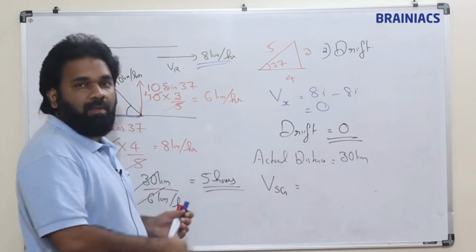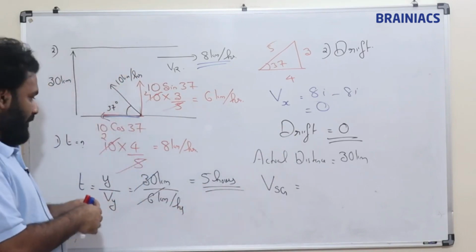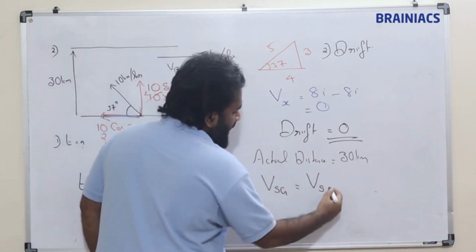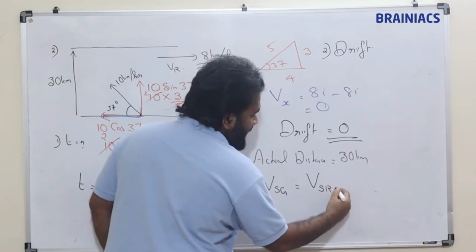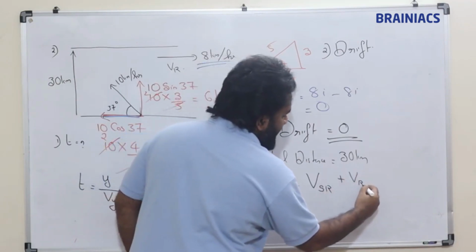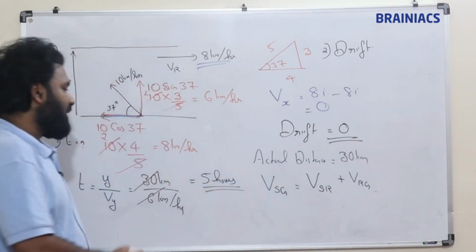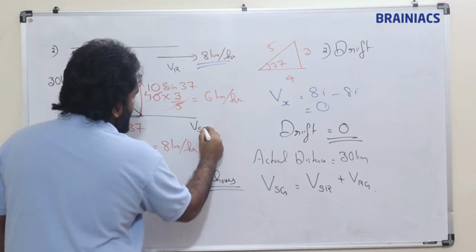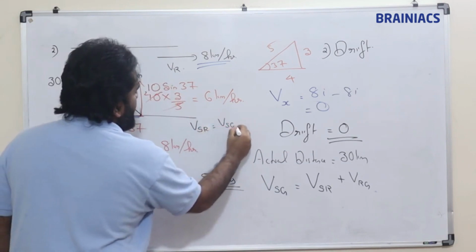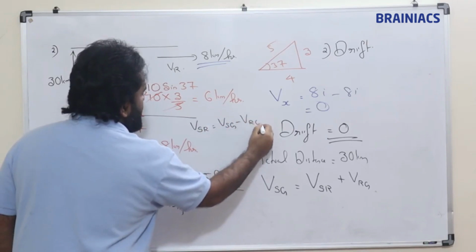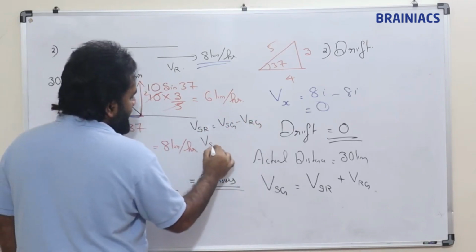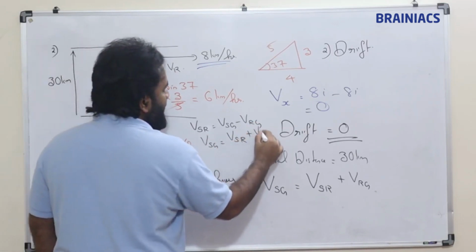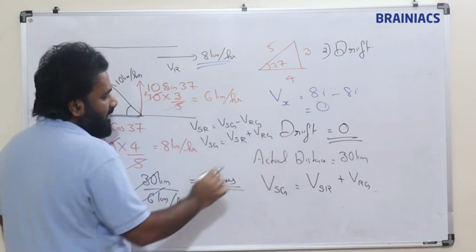Then the velocity of the swimmer with respect to ground will be what? Velocity of swimmer with respect to ground is the velocity of the swimmer with respect to river plus velocity of the river with respect to ground. Previously we have seen this formula. Velocity of swimmer with respect to river equals velocity of swimmer with respect to ground minus velocity of river with respect to ground. From that, the velocity of the swimmer with respect to ground is velocity of swimmer with respect to river plus velocity of the river with respect to ground. That is what we are going to write.